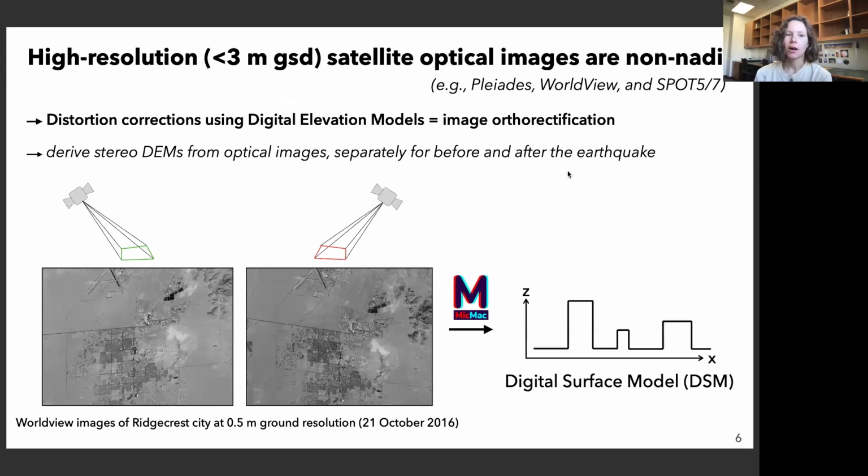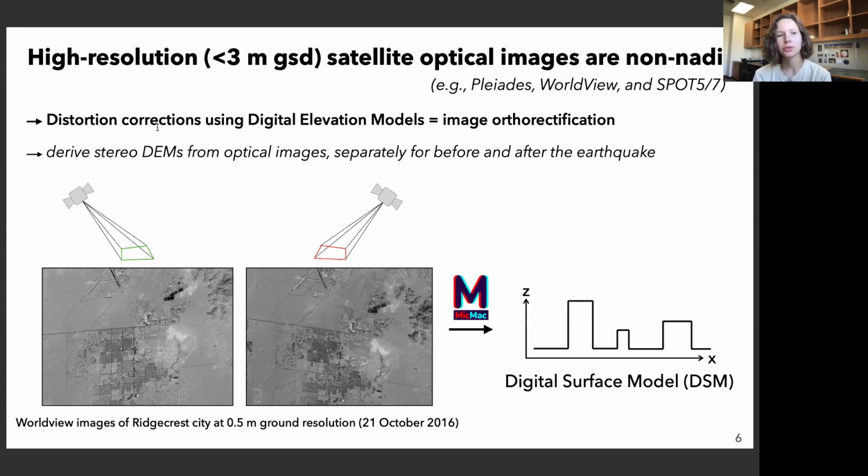One specificity of working at higher resolution, so most of the datasets which are below 3 meters ground resolution, is that they are acquired as non-nadir images, which means that they have a non-vertical viewing angle towards the ground, and they have huge distortions due to that viewing angle. So this is an example of two different images on the city of Ridgecrest in California, and you can really see the distortions due to the parallax in the image because the satellite was looking in two different directions.